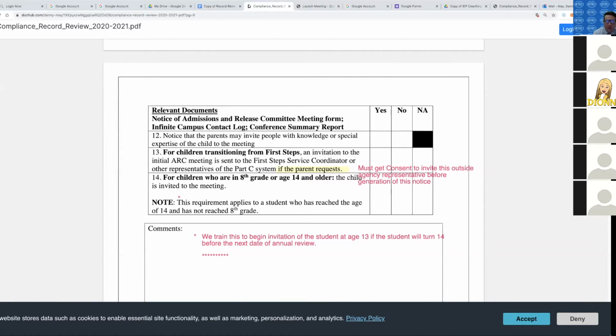Grade 14 or older, the child is invited to the meeting. Reviewing files this morning, I ran across one where they forgot to invite the child. They didn't include the child. And the record says when they're age 14 or older, you must invite the child to the meeting, and you must include their preferences and interests. So we want to make sure that we're inviting that child age 14, and if they're in the 8th grade, we sometimes run into 8th graders that are 13. Doesn't happen very often, but sometimes we do.